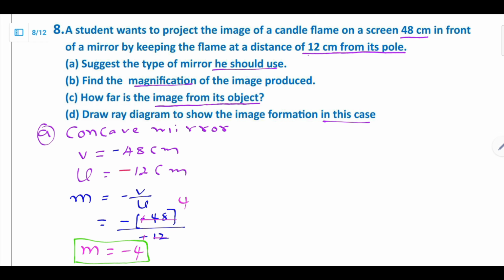Magnification minus 4 means the image is real, inverted and enlarged. Next question: how far is the image from its object? Let us draw a ray diagram.